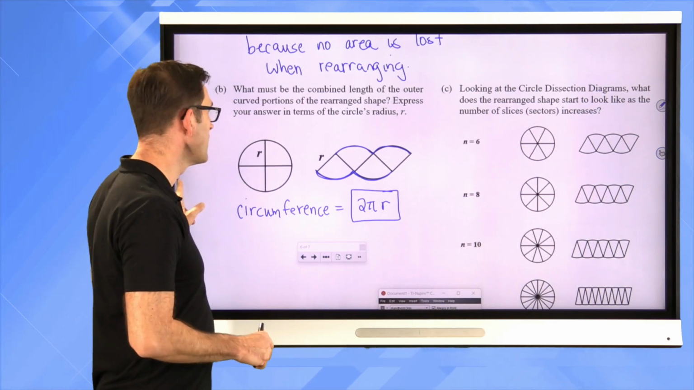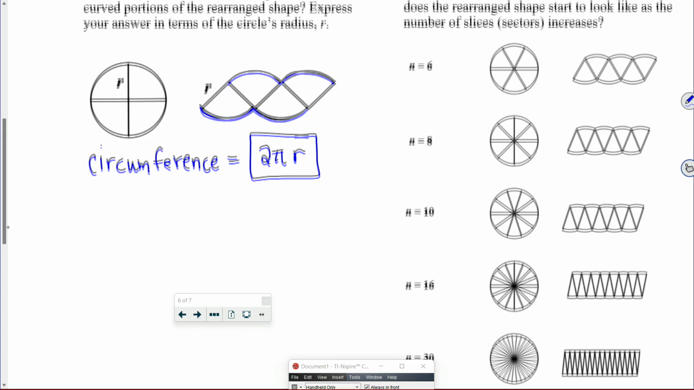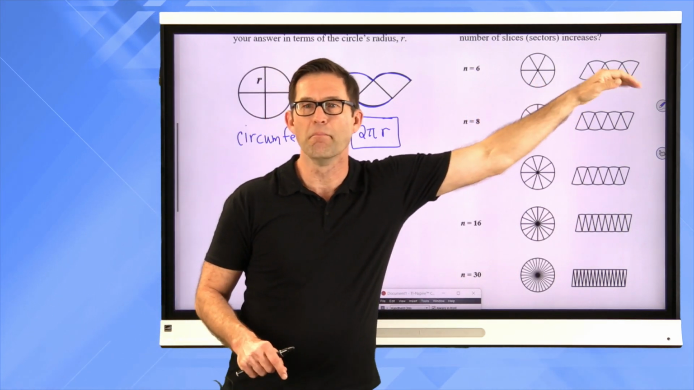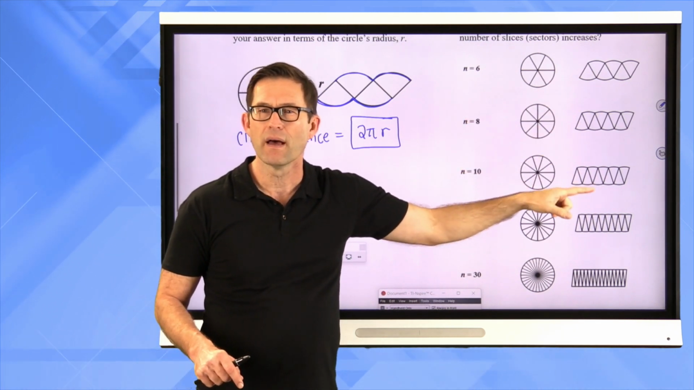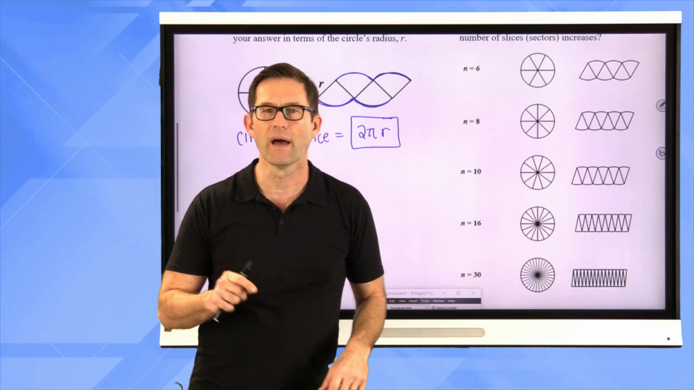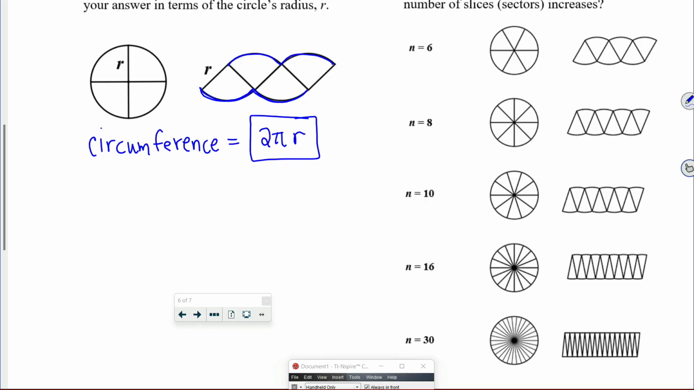Now, let's take a look at letter C. Looking at the circle dissection diagrams, what does the rearranged shape start to look like as the number of slices (sectors) increases? If I look at this, at first it looks like this kind of bumpy thing like that. And then, as it goes on and on, what is it looking more and more like? Go ahead and pause the video and write something down.